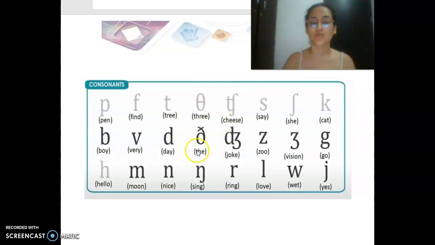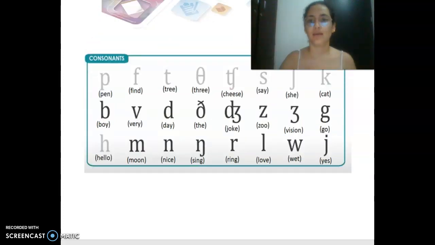In this case, we have v. This one is j. And this one is sh. In this case, we have v, we have jo, and we have vision. The last different symbol is this. In this example, we have sing.